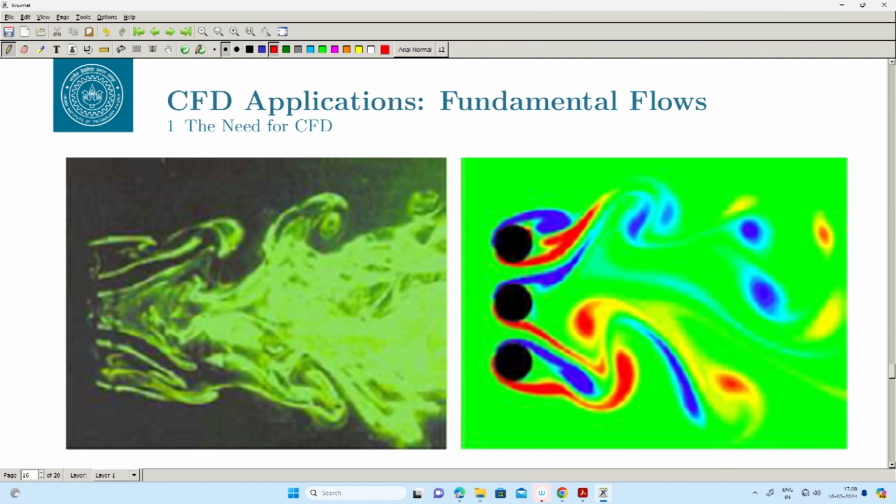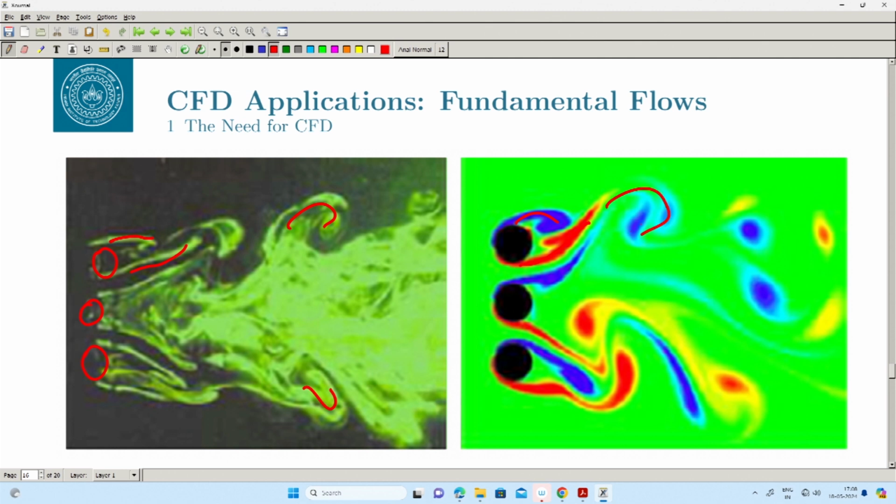This is one example of a fundamental flow. So here we have 3 cylinders kept. The left one is the experiment, and the right one is the CFD simulation, and you can see that the flow features are quite close. You can see here and here, and this. So the flow features are quite close.